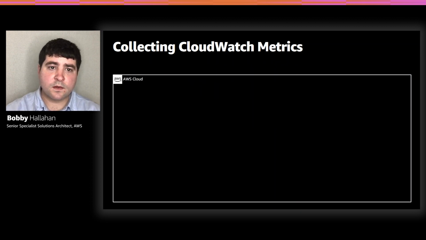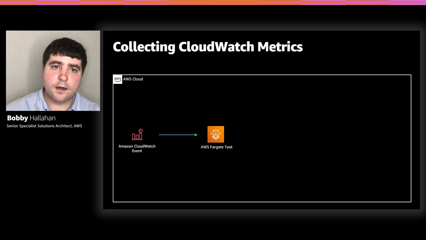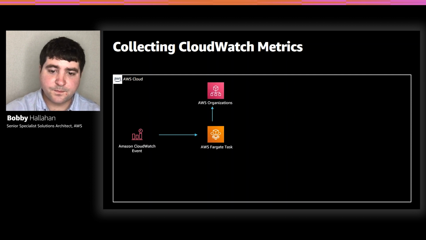All right. So in this next slide, we'll take a look at what this architecture looks like to start collecting CloudWatch metrics across our many AWS accounts. We'll start off with an Amazon CloudWatch event. This is something that we can trigger daily, or once again more often than that. This can kick off an AWS ECS Fargate task, or potentially a Lambda function. It's more up to how you prefer to handle that.